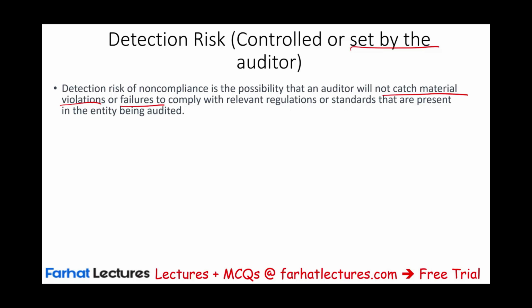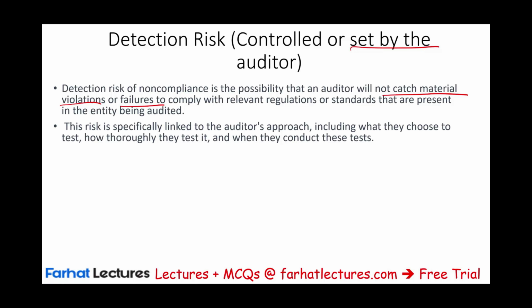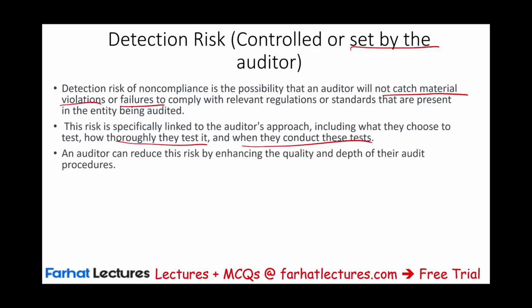So this risk is specifically linked to the auditor's approach. It means they can control this risk in terms of what? In terms of the amount of work that they do. And what type of test do they choose? How thoroughly they test things and when they conduct the test. So an auditor can reduce this risk by enhancing the quality and depth of their audit procedures.